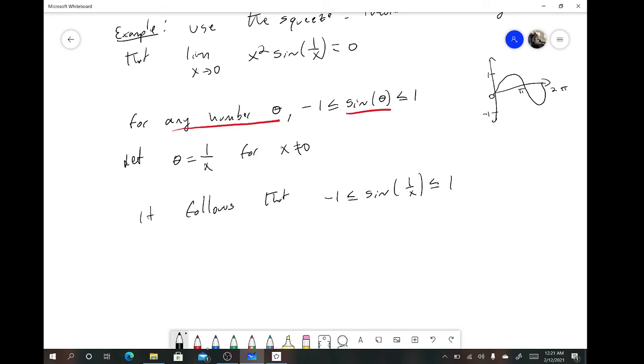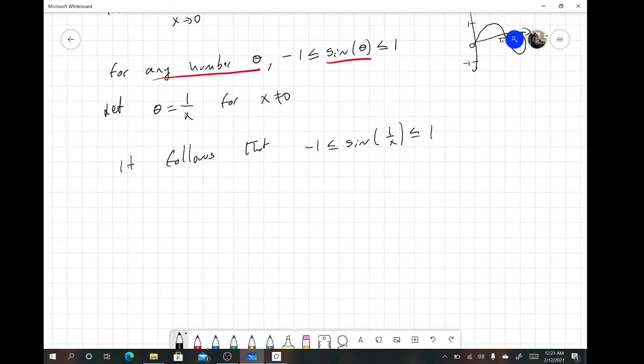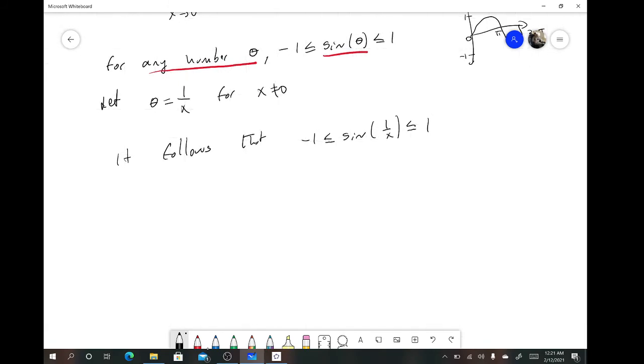Now, before I do the next step in verifying this, I'm going to remind you of something that you should know from college algebra. Let's say we had an inequality like 2 is less than or equal to 4, which is less than or equal to 5. Okay, so we have this inequality.